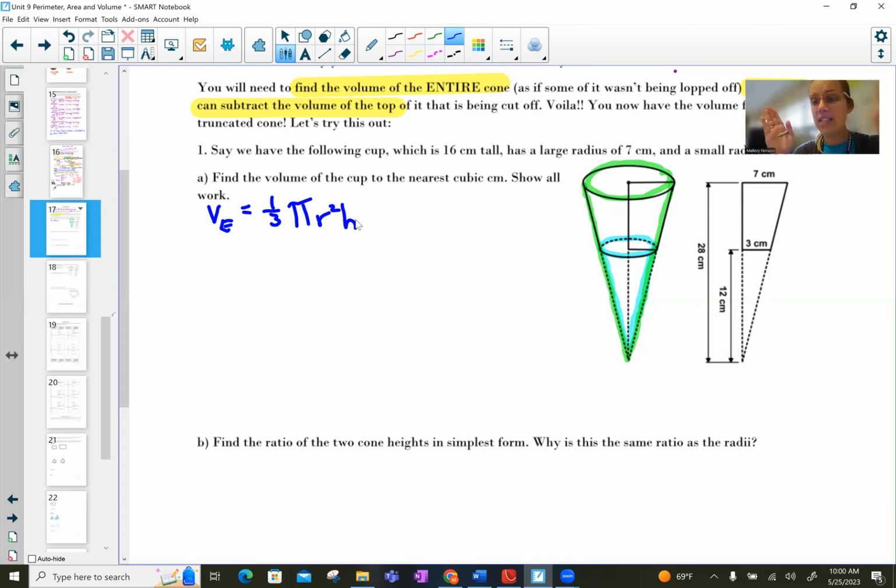Now the entire one is the green here. This kind of went off to the side over here, showing us the cross section, just so that we can see exactly what it's saying and how to picture it. So we have 1/3 pi. The radius of the big guy is 7, and that's up here because that's at the top. And then the height of the entire thing is 28.